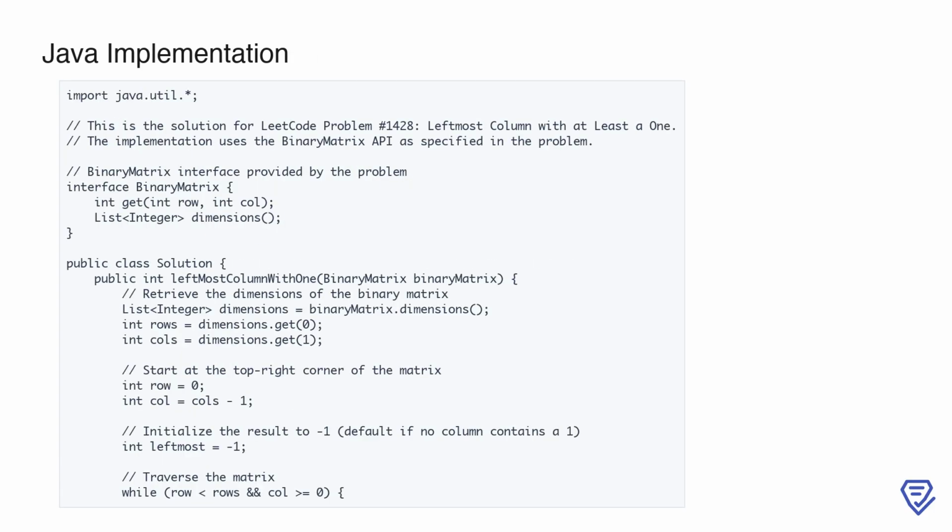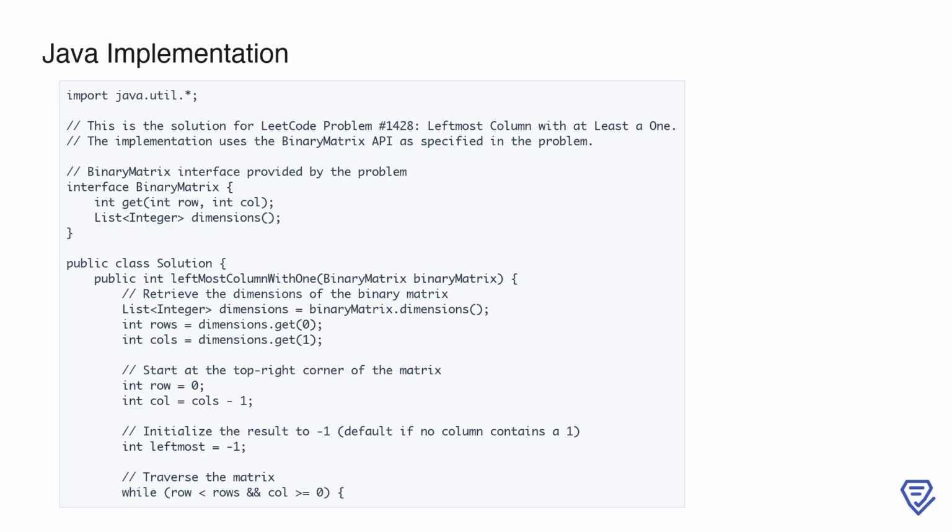Here, we begin our Java implementation for the problem leftmost column with at least a 1 using the binary matrix API provided by LeetCode. First, we define the binary matrix interface, which includes the methods get for accessing specific elements in the matrix and dimensions for retrieving the matrix's number of rows and columns. In the solution class, we implement the method leftmostColumnWithOne. The first step is to retrieve the dimensions of the matrix using the dimensions method and store the number of rows and columns in variables rows and cols.